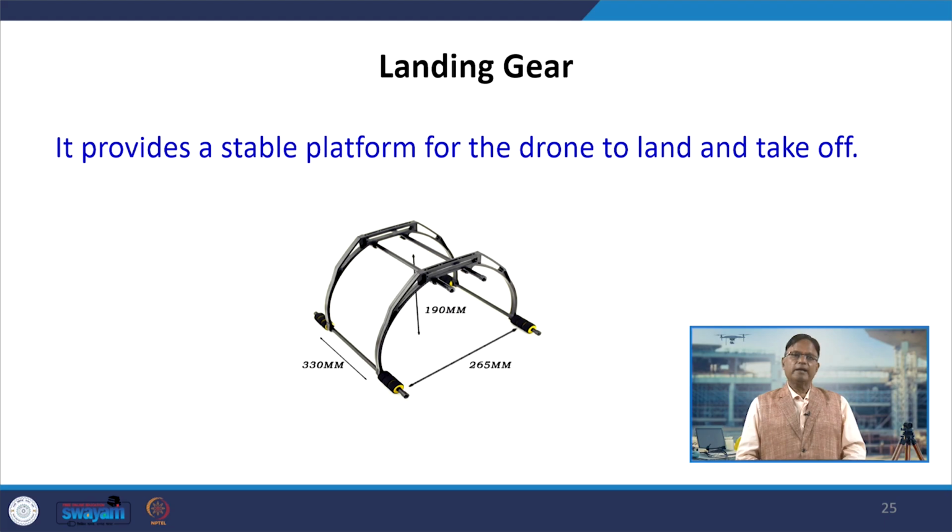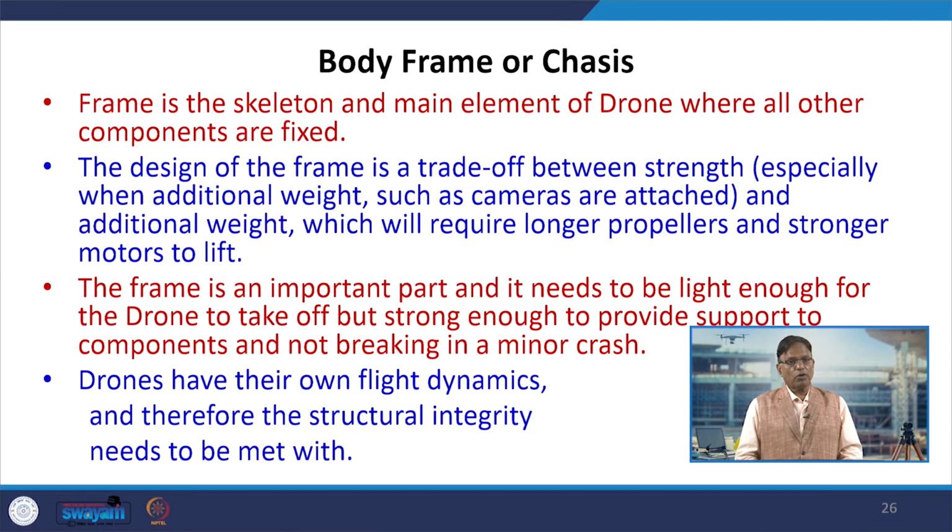Then we have the landing gear system in the drone, and as the name itself suggests, it will provide a very stable landing and takeoff to the drone system. So this should be very sturdy. Then there is the body frame or chassis. The frame is the skeleton and the main element of the drone, where all the components which I have just discussed are fixed.